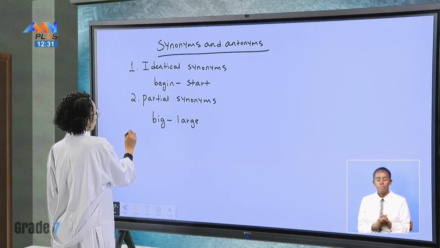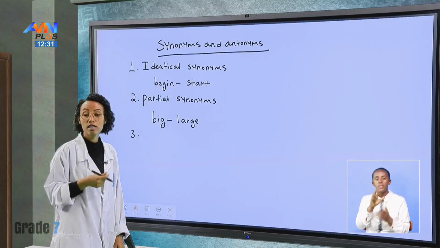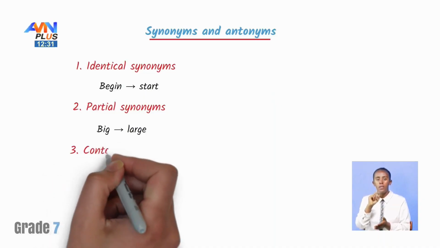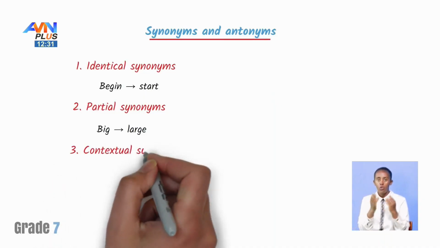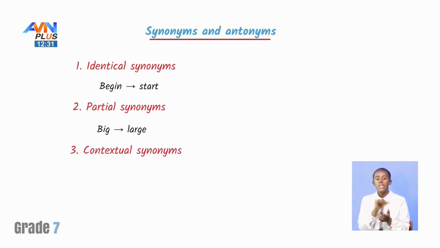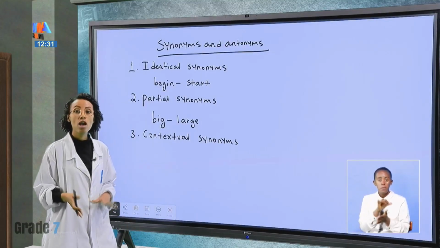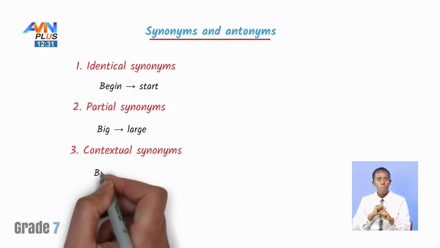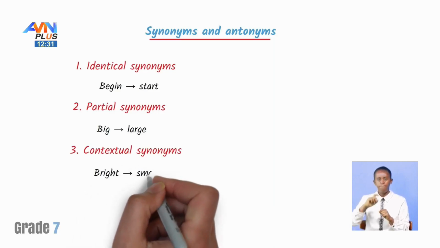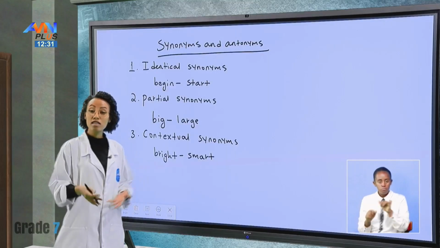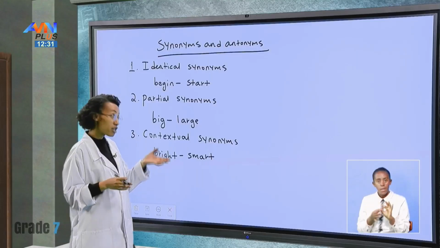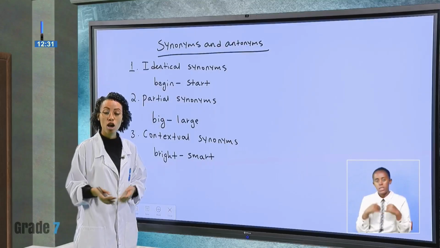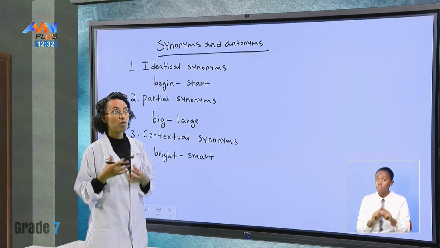Okay, another one. The third type of synonym that we talked about last time is contextual. Contextual synonyms are synonyms based on context. For example, bright, smart. These are synonyms, or they have similar meanings in case of context. When we see them in the same context, both of these words have the same meaning. But if they're not in the same context, they have different meanings.